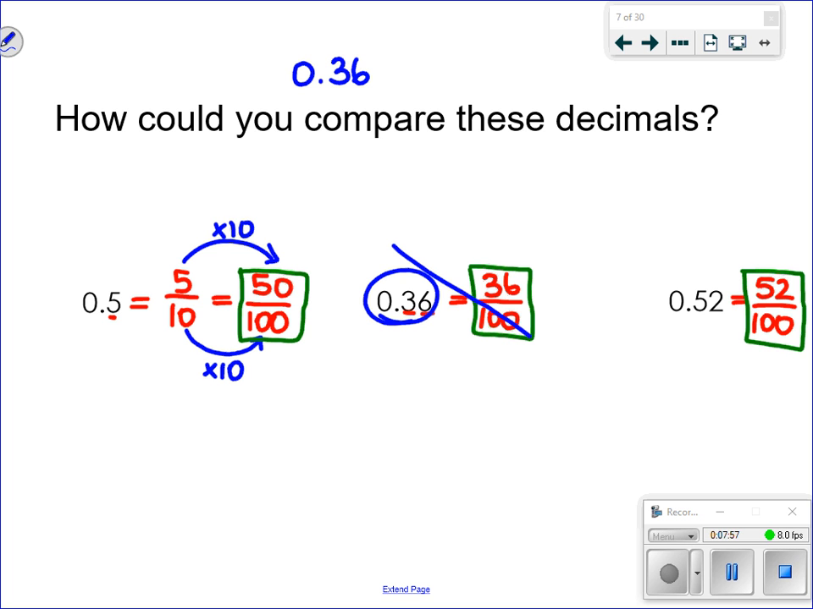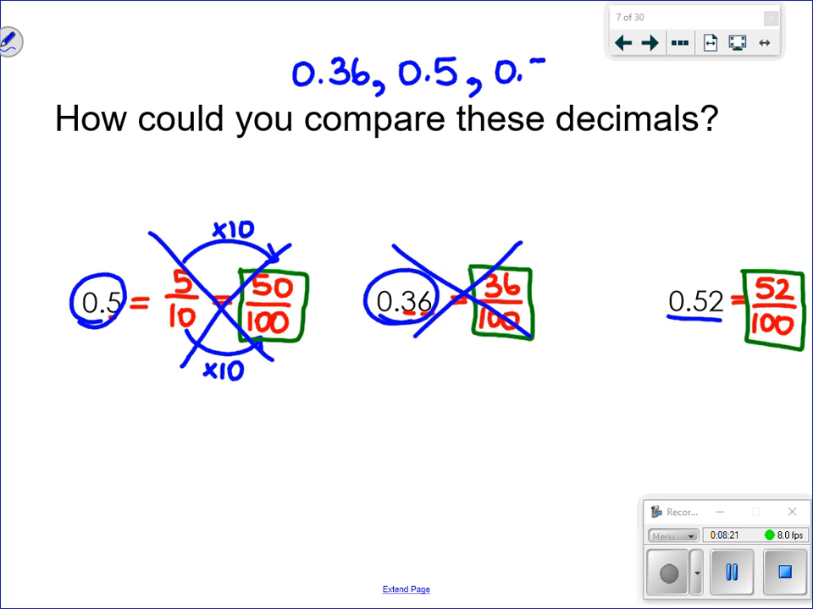Okay, so I've done that. Which is the next biggest? 50 hundredths or 52 hundredths? 50 hundredths is the next biggest. But again, for my final answer, I go back to its original form, which was 0.5. I've used that one. Now the largest one is 52 hundredths, and I'm going to write it in its decimal form, 0.52.